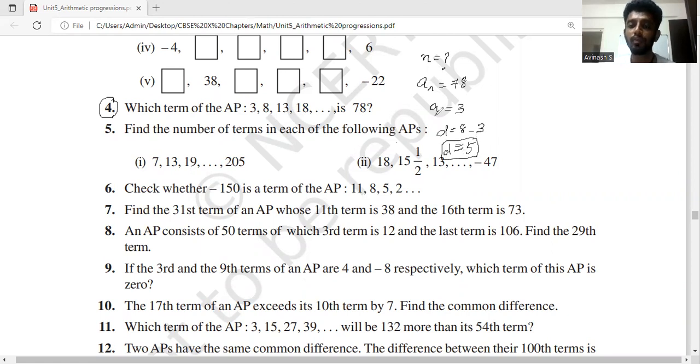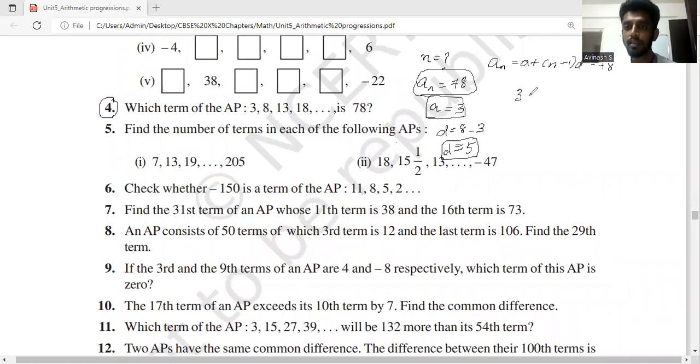So now we have the value of D as 5, we have the value of A as 3, we have the value of AN as 78, and we are supposed to find the value of N. And we know the formula for AN, which is equal to A plus N minus 1 into D. This is the formula for AN. And the value has been given as 78. This has been very clearly given in the question.